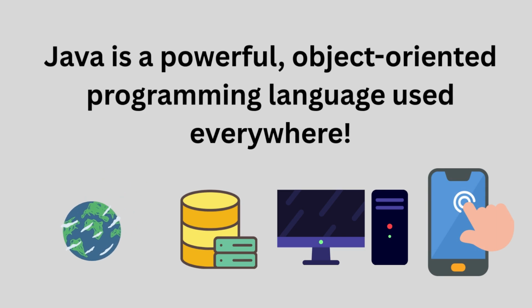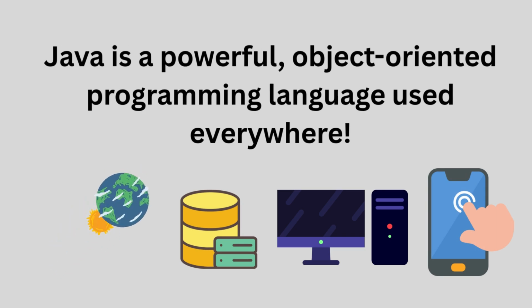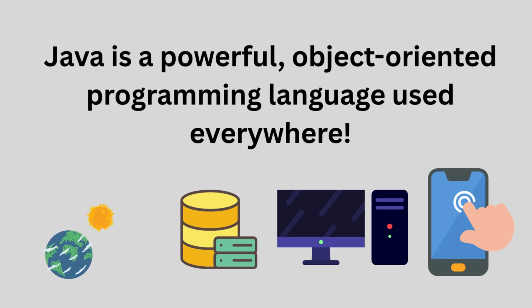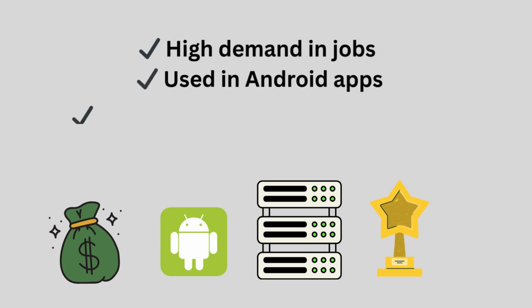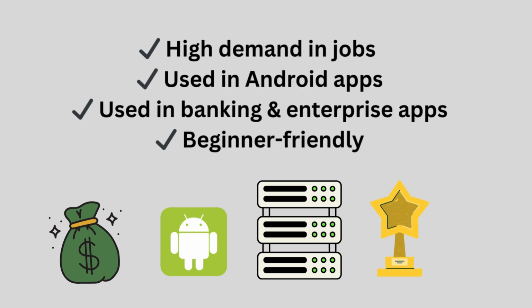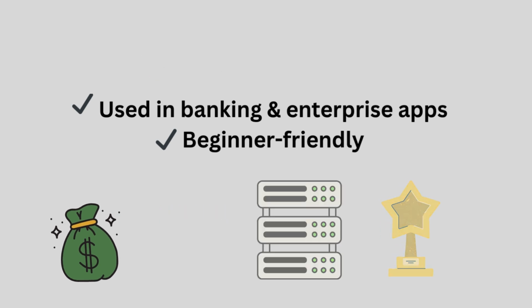Java is a powerful and highly popular programming language used all around the world. It is trusted for mobile apps, desktop software, enterprise systems, and large-scale applications. There are many reasons to learn Java. Java has high job demand. It is used to build Android apps. It powers banking and enterprise software. And it is one of the most beginner-friendly languages to start with.